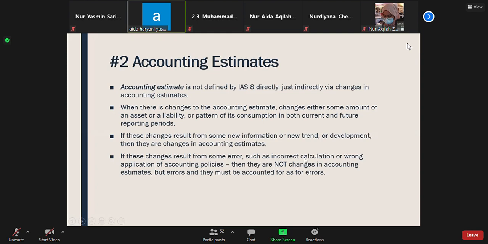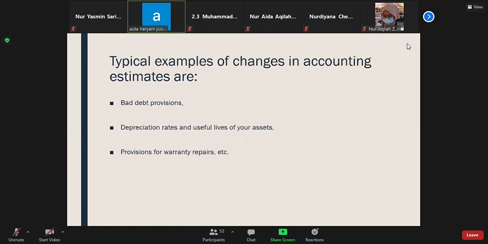If these changes result from some error, such as incorrect calculation or wrong application of accounting policies, then they are not changes in accounting estimates, okay? They are errors, and they must be accounted for as errors. So sometimes, if there is a human error in the accounts, it is not a change in accounting estimates, but what we will do is classify it as an error. It is not an error in the estimate or whatever. It is not a change in accounting estimate, but then it is an error. We will go with the error later.